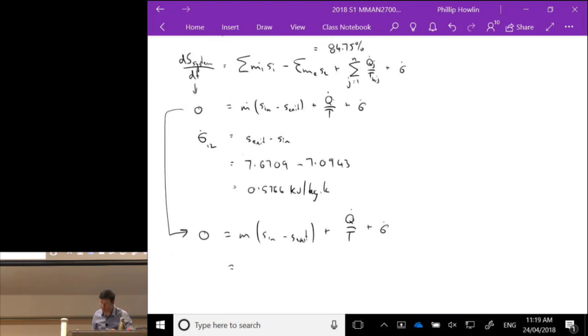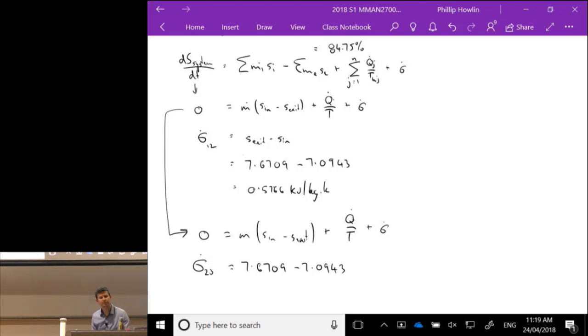So we know our entropy in now for state. So we say state 2 to 3. We know our entropy in was 7.6709. We know the entropy of the exit was, interestingly, 7.0943, just because of the way I constructed the problem.